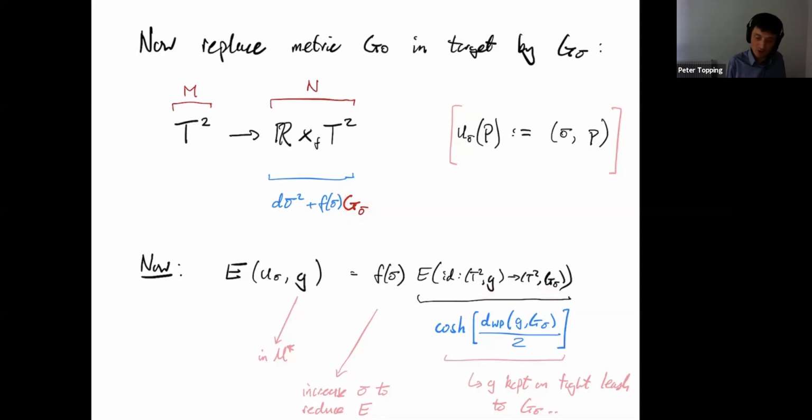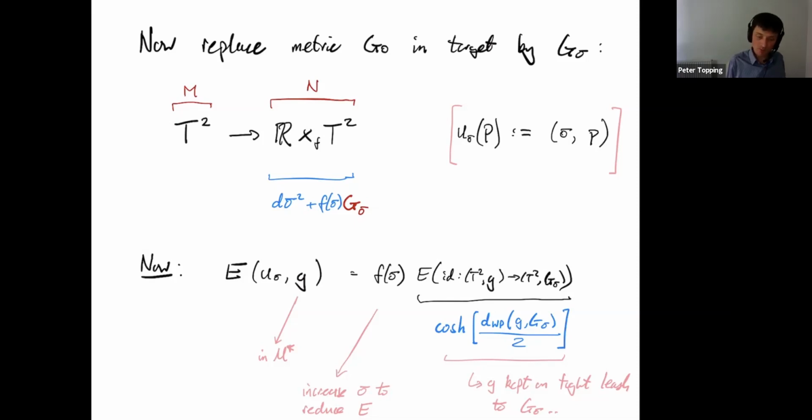Okay, so it's an interesting fact that the energy of the identity from T2 to T2, between two of these, considering two different metrics in M star, has a very nice expression. It's just a cosh of this Weil-Petersen metric, which again is just a hyperbolic distance. So that's all very straightforward, all very clean.